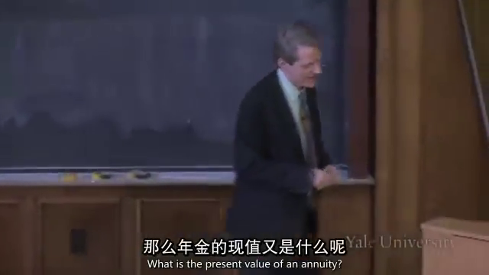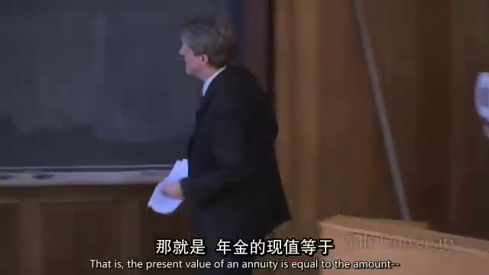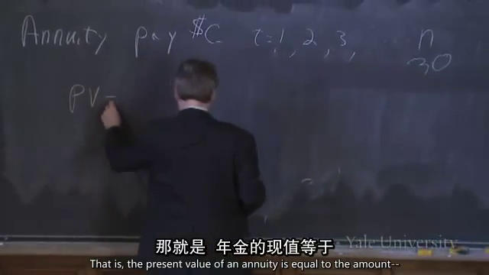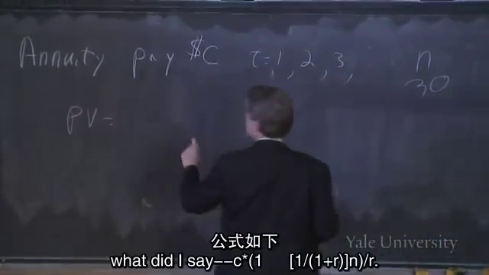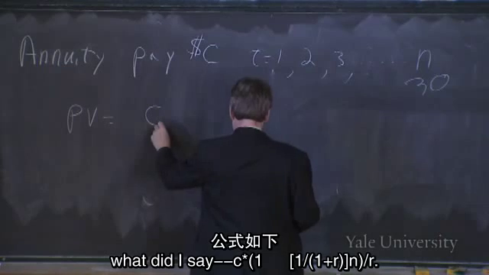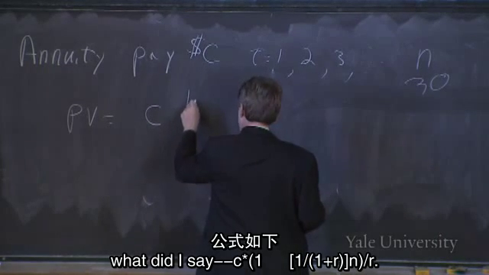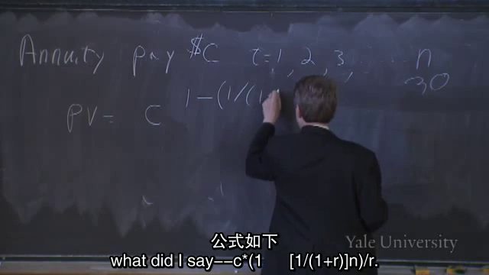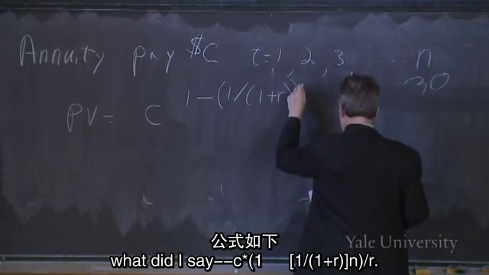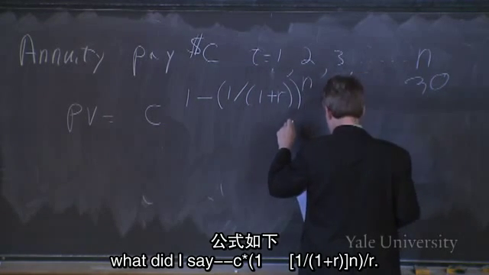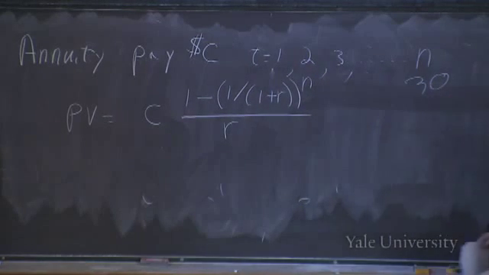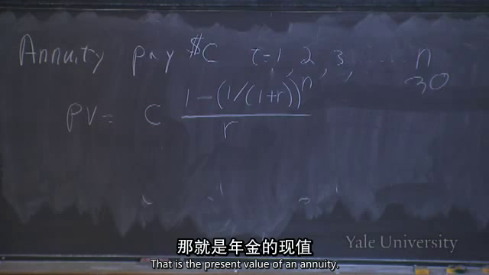What is the present value of an annuity? OK, so the present value of an annuity is equal to C times 1 minus 1 all over 1 plus r to the nth power, all over r. And so that is the present value of an annuity.